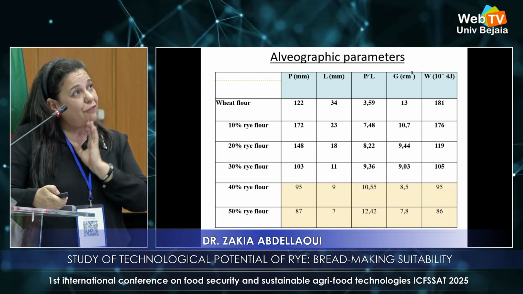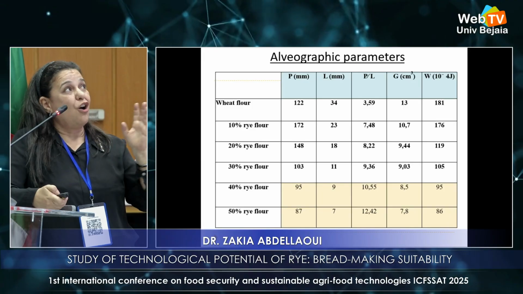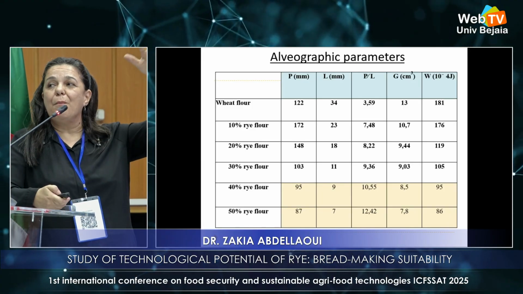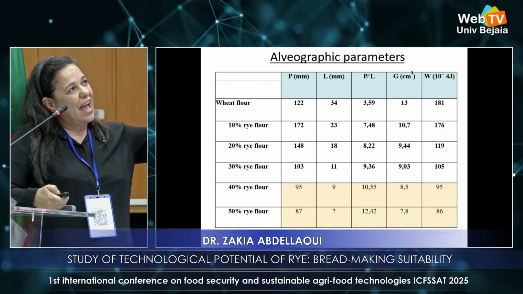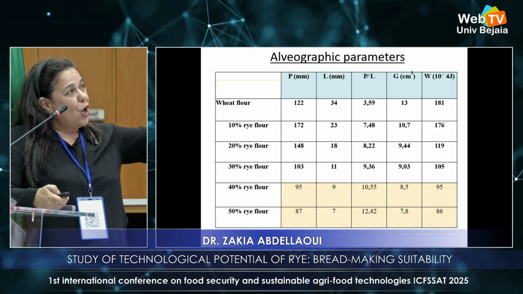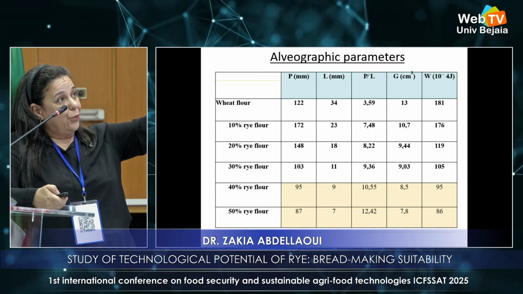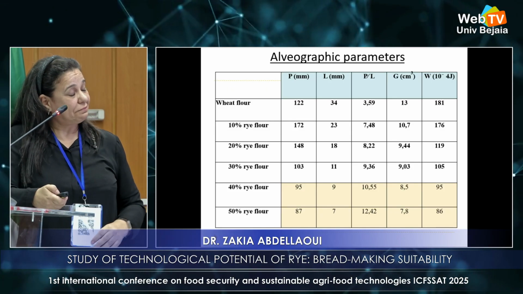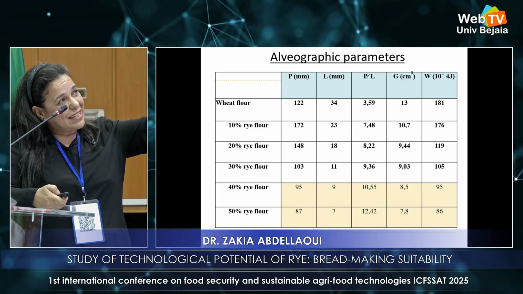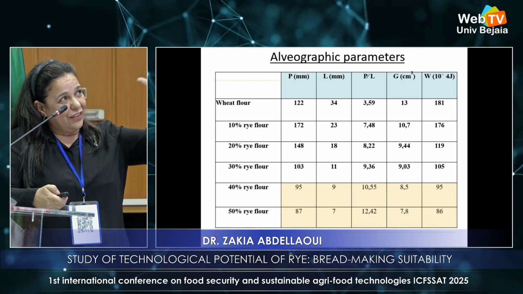Alveographic parameters now. When we compare alveographic parameters, of course, the wheat flour gives the most ideal characteristics. And compared to the control, we find that when we increase rye, certain characteristics decrease.